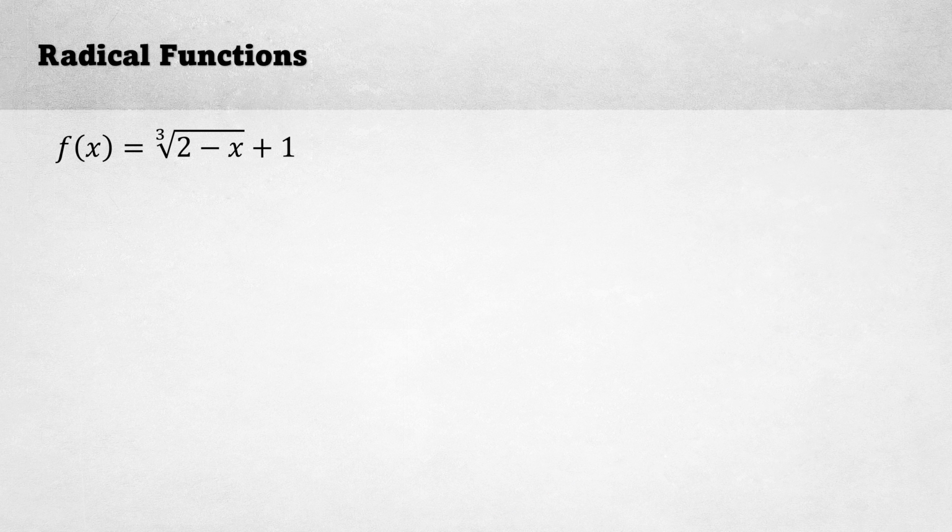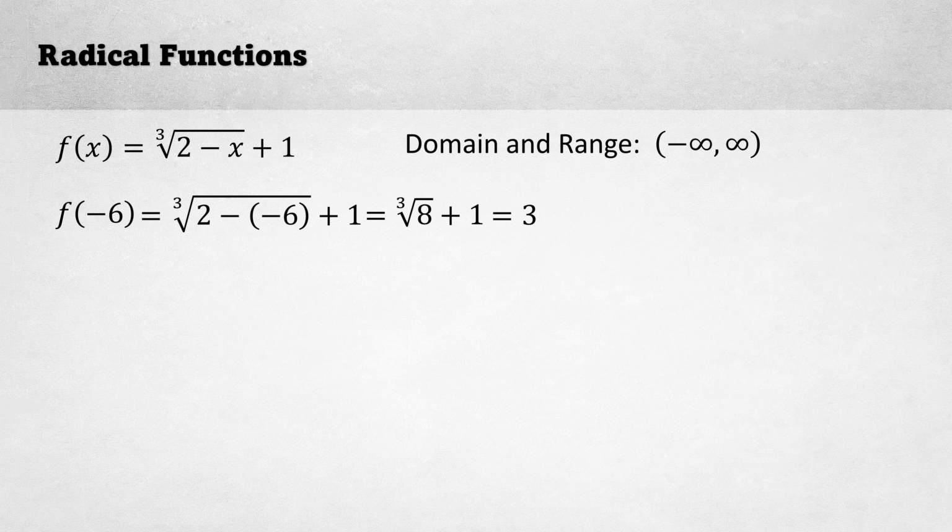Let's look at a cube root function. Odd root radical functions don't have domain restrictions, so the domain and range of the function is all real numbers. We strategically choose x values to evaluate the function at, so we can simplify the cube root. We choose -6 so that the radical becomes 2 minus -6, which simplifies to cube root of 8 that can be simplified. And we get f of -6 as cube root of 8, then plus 1, which simplifies to 3.